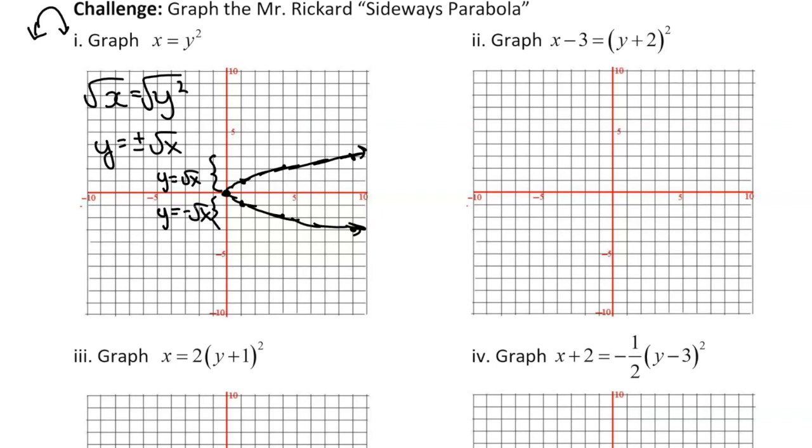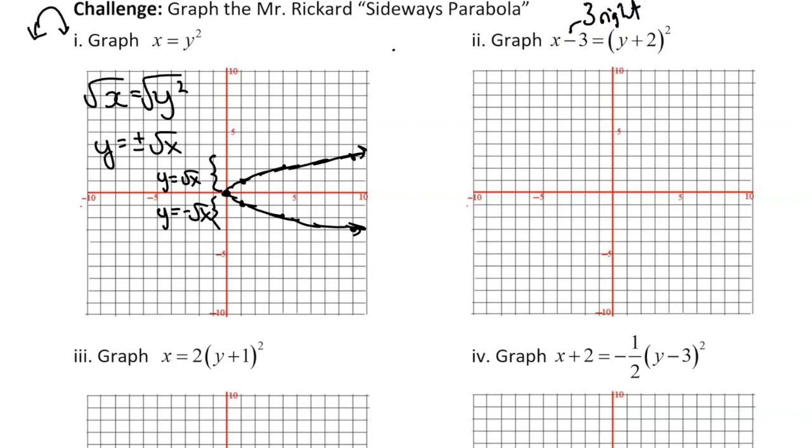Based off of that, we can probably start to figure out what some of these other graphs may start to look like. Let's look at the second example right here. It says x minus 3 equals (y plus 2) squared. So think about what would happen if x has been replaced with x minus 3. That's a translation of 3 units to the right.